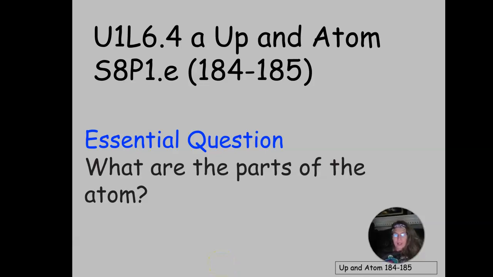Now we're ready for the part of the lesson called Up and Atom on page 184 and 185 of your textbook. And the essential question for this part of the lesson is, what are the parts of the atom? We've already talked about the parts of the atom as we've been going along. We know that we have the proton and the neutron and the electron.